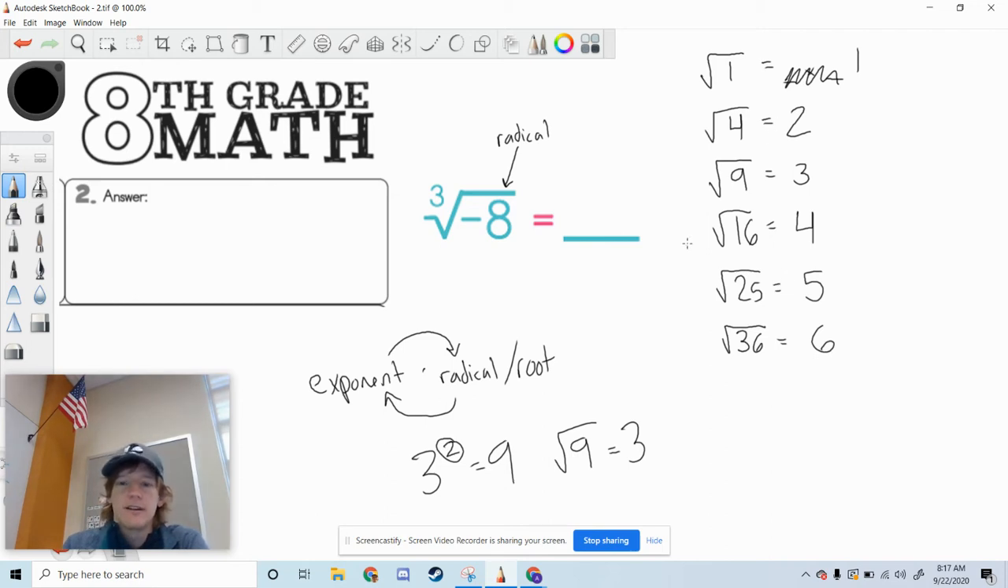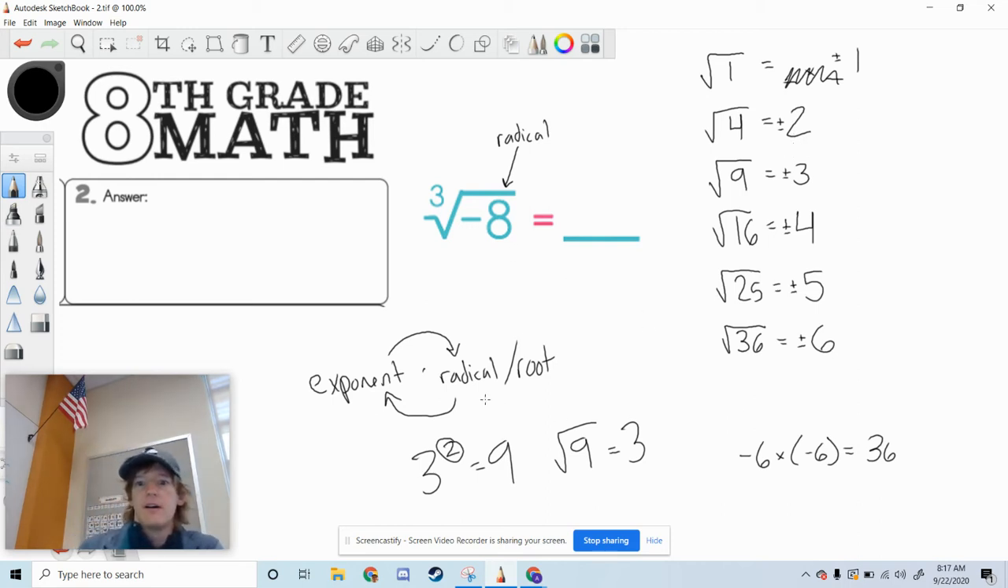But we should also recognize that negative 6 times negative 6 also equals 36. And negative 5 times negative 5 equals 25. So I'm going to put this little plus minus in front of all of these because this can be a positive or a negative number. See that? Plus minus, and then plus minus, because it can be positive or negative 1. It can be positive or negative 2.